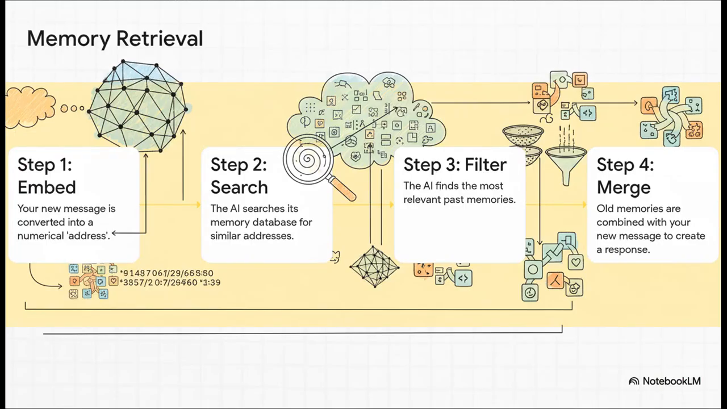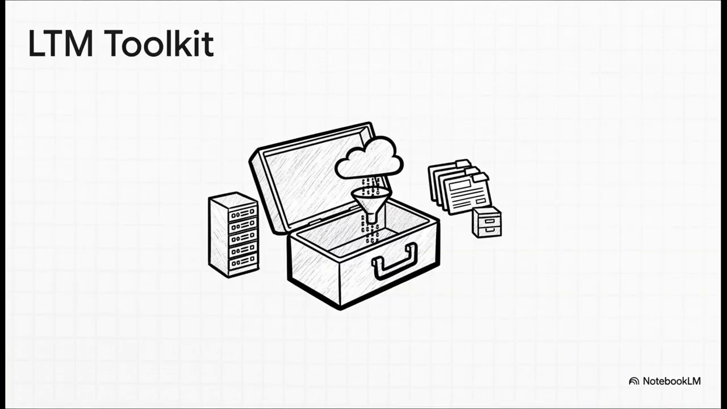And here's how that librarian does it in 4 quick steps. First, your new message gets converted from words into a string of numbers. It's like a mathematical address. Then, step 2, the AI uses that address to search its entire memory for other memories with similar addresses. Step 3, it filters all those results down to find only the most relevant bits from the past. And finally, step 4, it merges those old, relevant memories with your brand new message, and boom, you get a perfectly informed response.